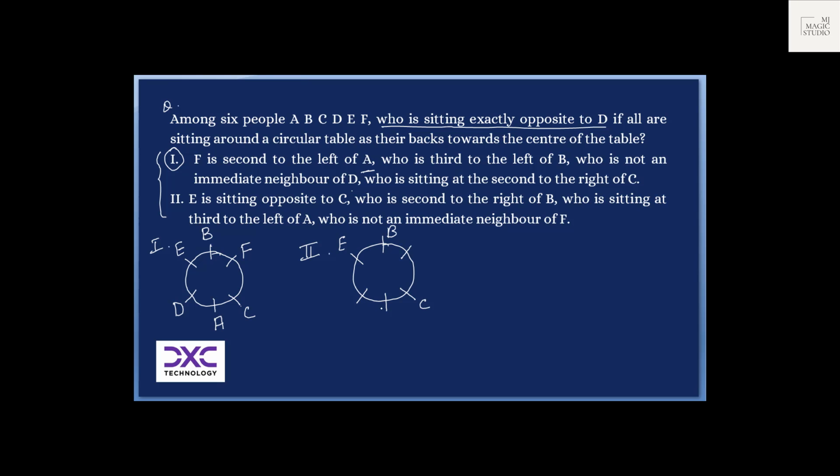Left of A is looking outside. 1, 2, 3. Very fine. A should be at this position. It's matching. Who is not an immediate neighbor of F? A is not an immediate neighbor of F. F should be at this position. This vacant position, we should have D. Now we can see that entirely we are getting the match with statement 1 and statement 2 alone. So we would be marking that either of the statements alone is sufficient to answer the question.